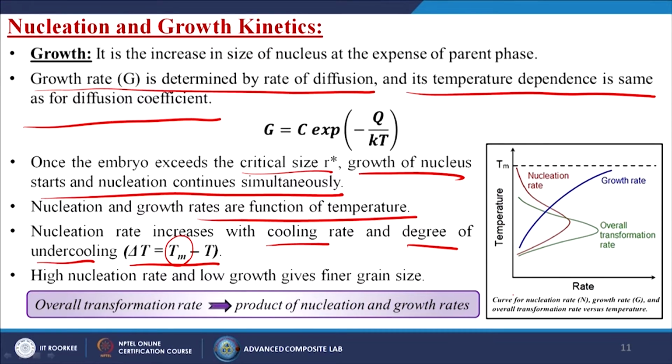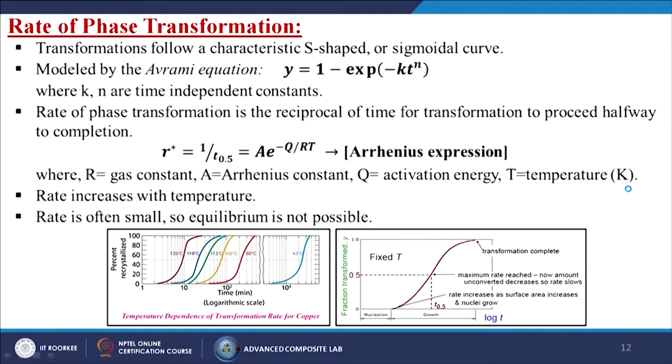So, here is the graph, with temperature on the y axis and the rate on the x axis. You can see that this is the nucleation rate, this is the growth rate, and this is the melting temperature of that material. This is the overall transformation rate, which is nothing but the product of the nucleation rate and the growth rate. Now, we are going to discuss the rate of phase transformations.